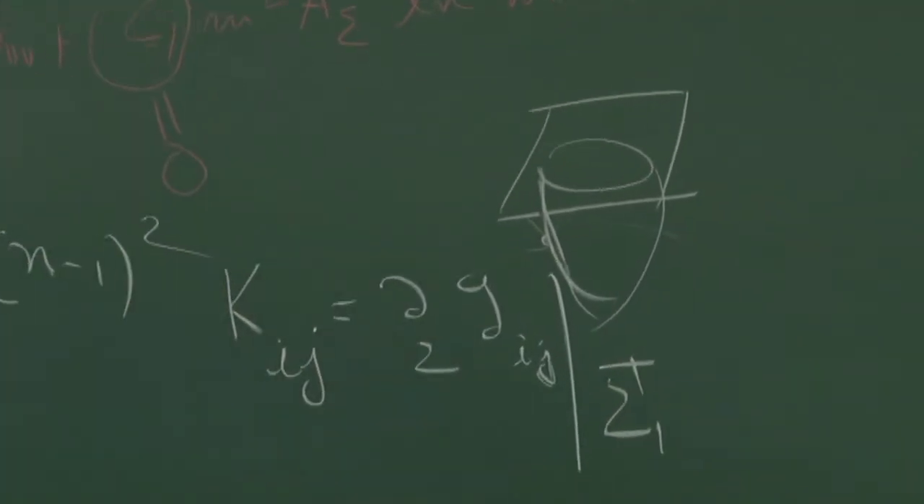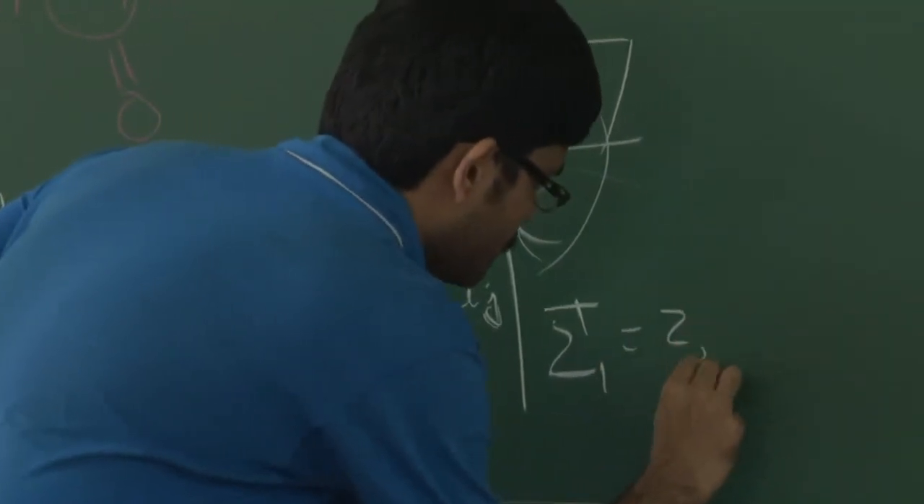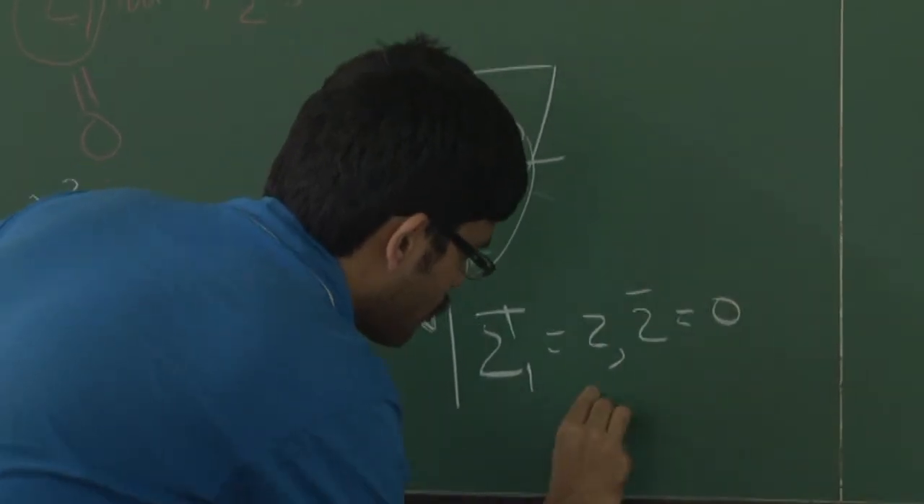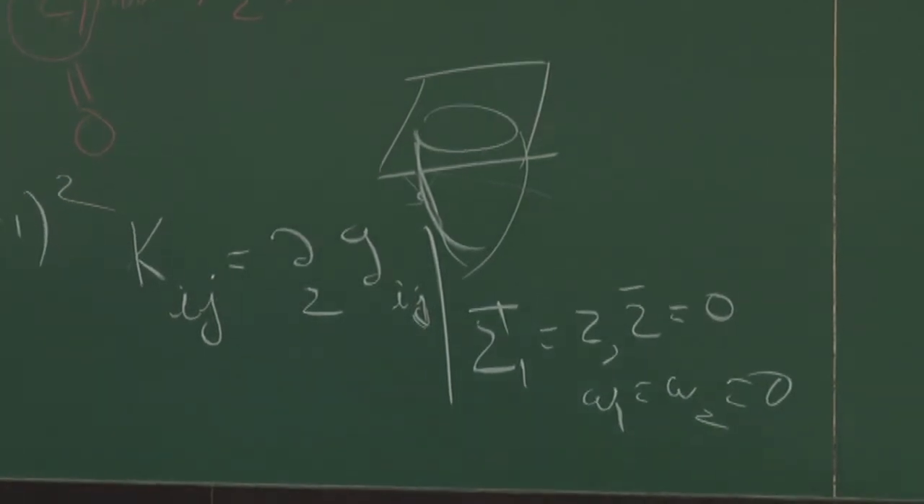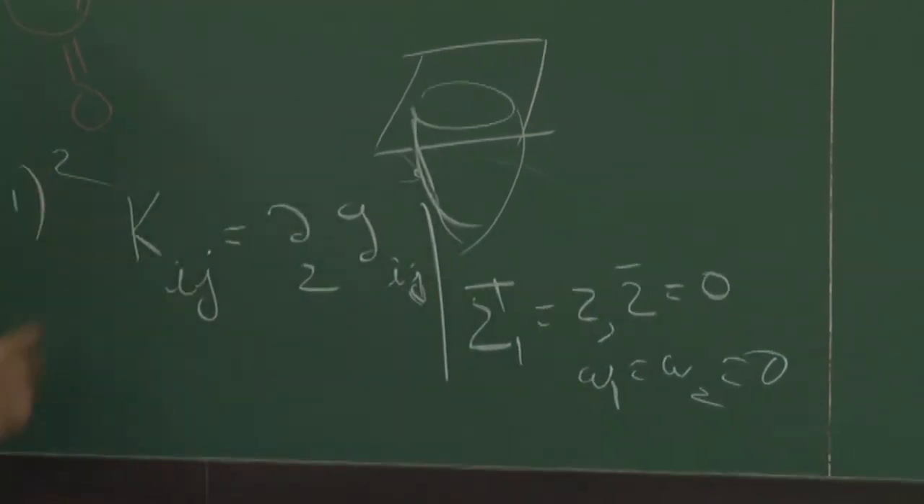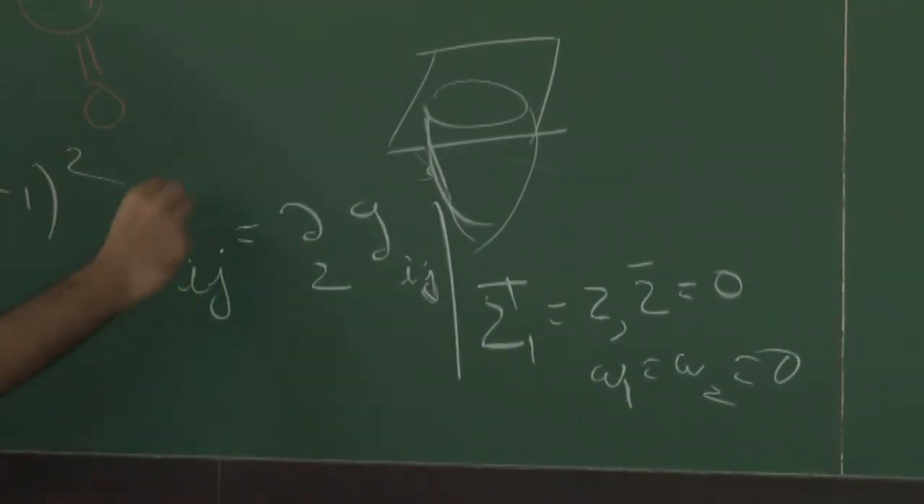So, sigma is the surface characterized by g over 0 or w1 w2 equal to 0 in terms of Cartesian coordinates, and so it has a transverse direction.